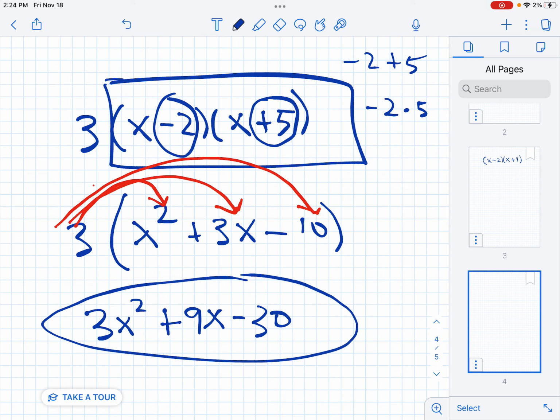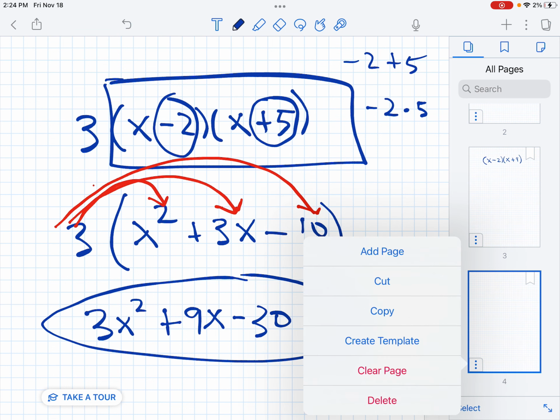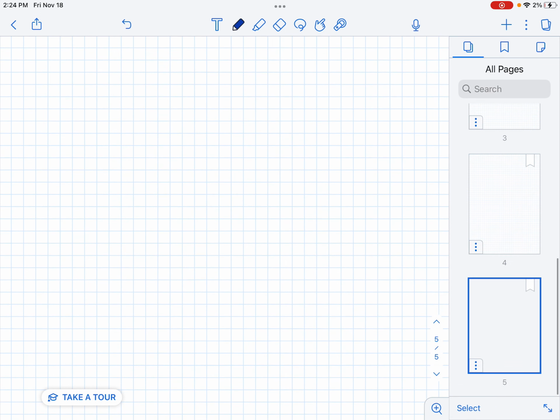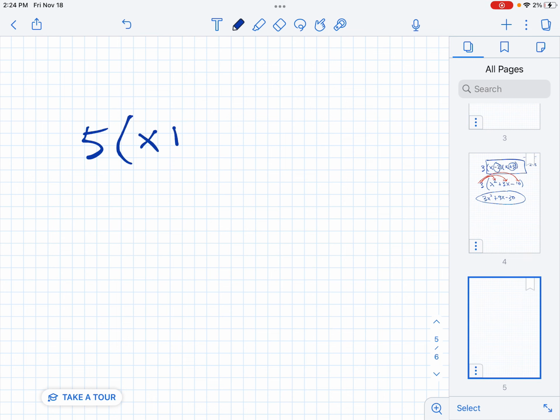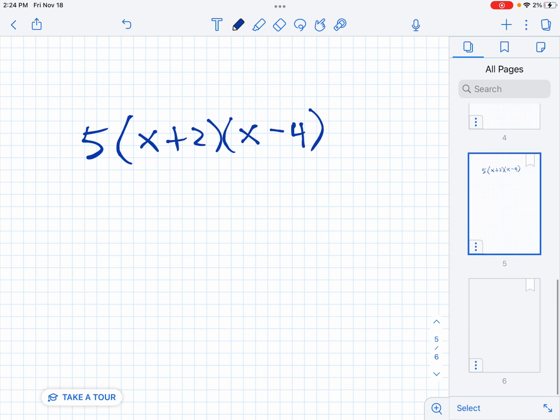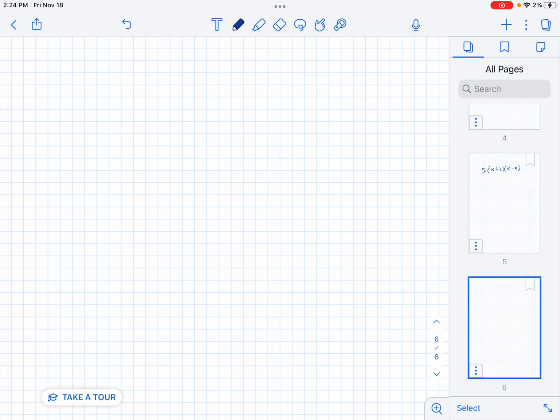Okay, let me give you one to practice on. Let's do this one: 5(x + 2)(x - 4). Okay, so go ahead and solve that. Okay, new skill. Now we're going to go the opposite way. We're going to go from something in standard form and put it into factored form.